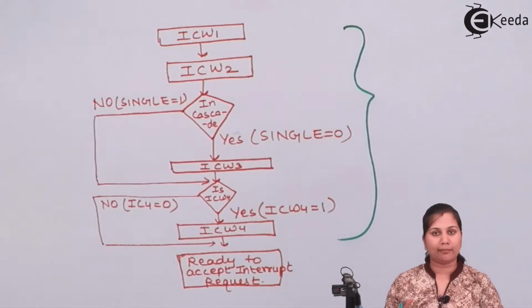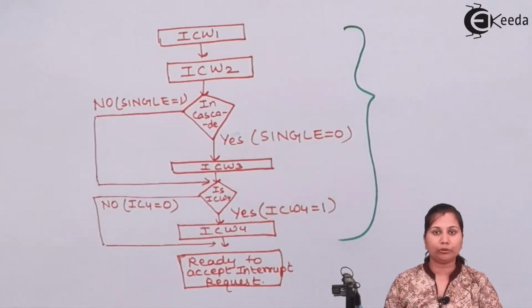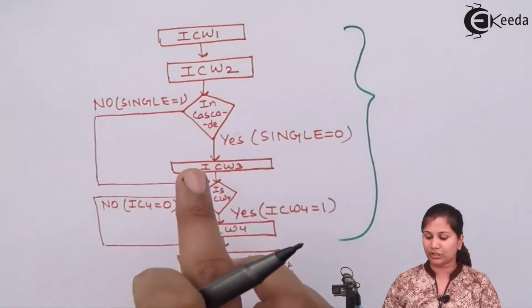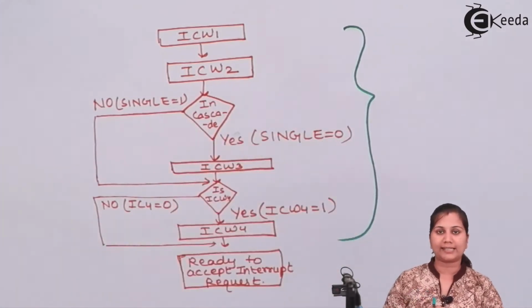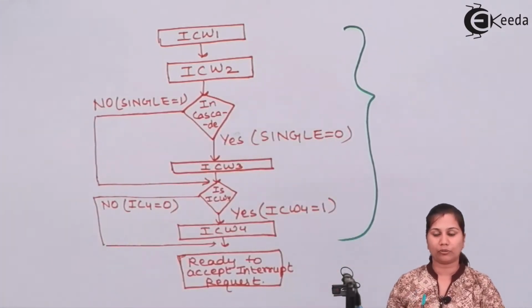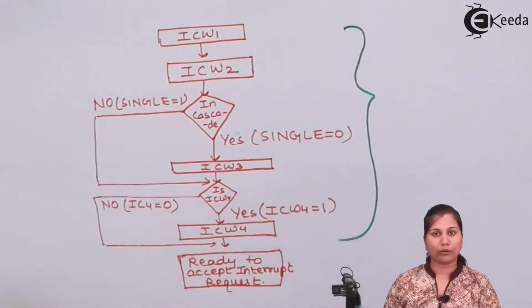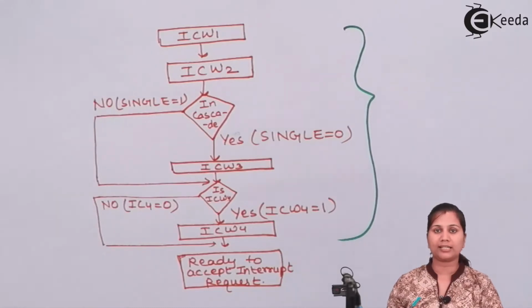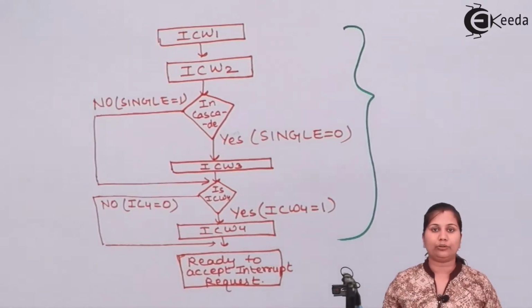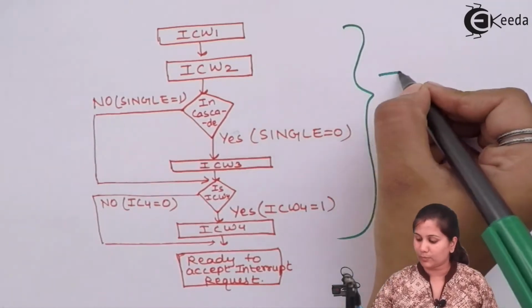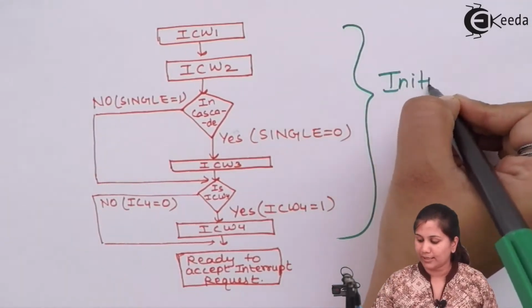Okay, ICW1 will be loaded, then ICW2 will be loaded, then it is checked whether it is in cascade mode or in single mode. Okay, then IC4 will be checked. If it is 1, then the fourth command word will be initialized. Otherwise, the 8259 is ready to accept the interrupt request. So this was the initialization sequence.